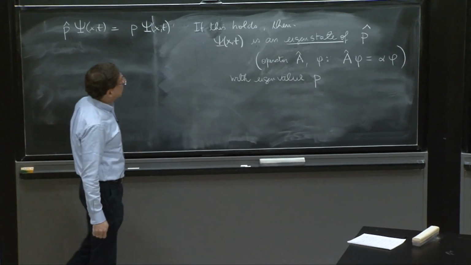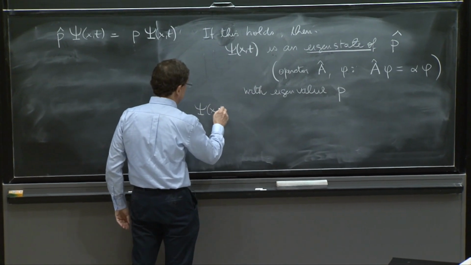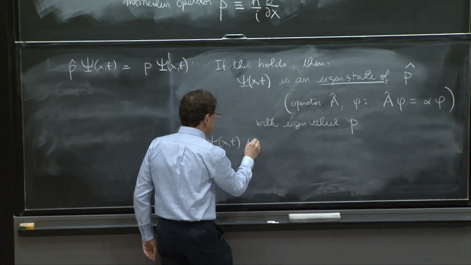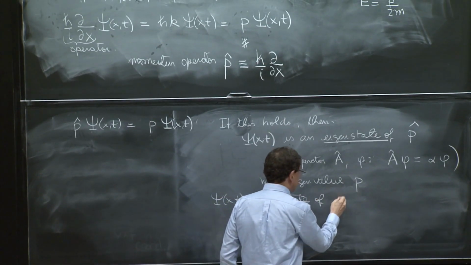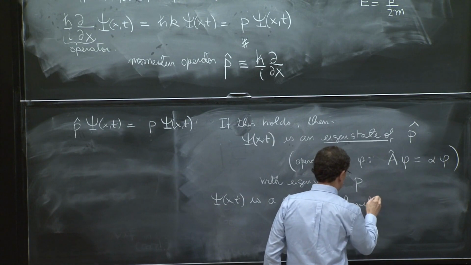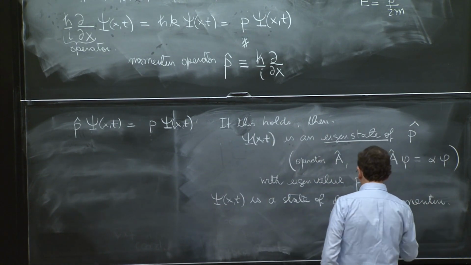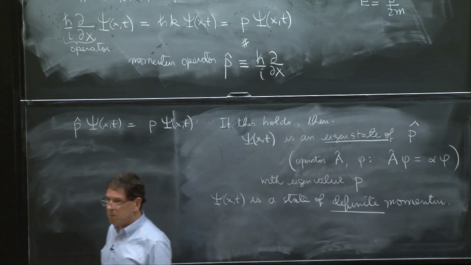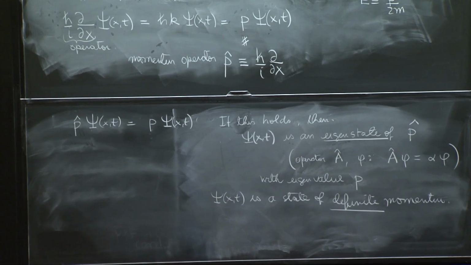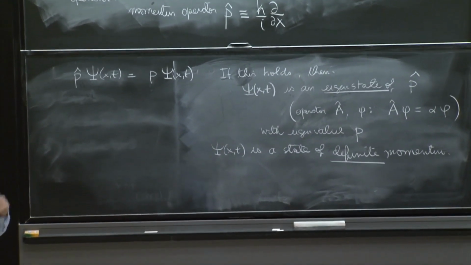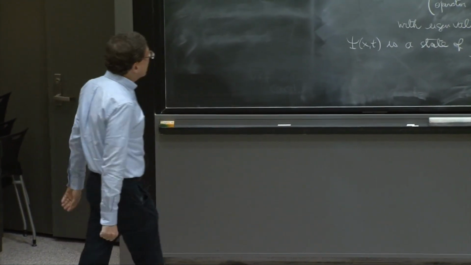So another way of expressing this is we say that psi of x and t is a state of definite momentum. It's important terminology. Definite momentum means that if you measured it, you would find the momentum p. And there would be no uncertainty on this measurement. You measure and you always get p.